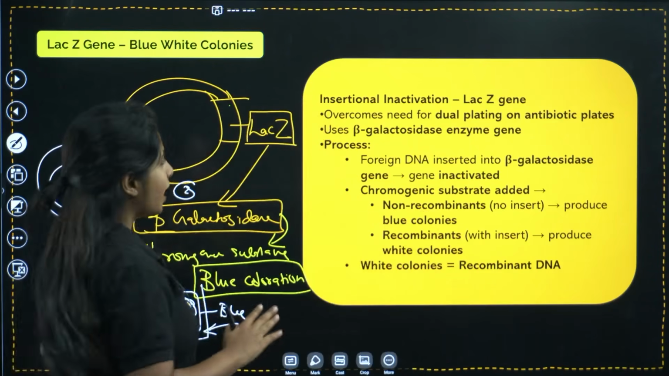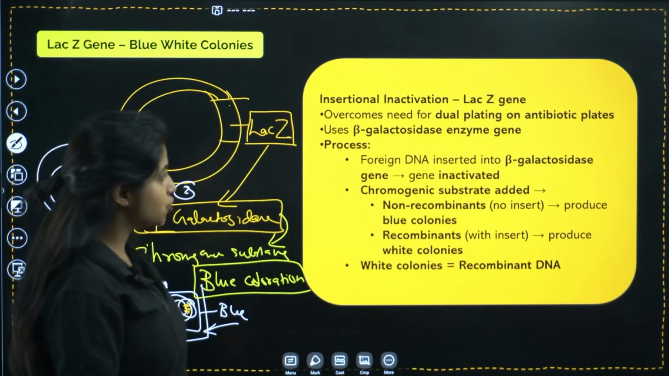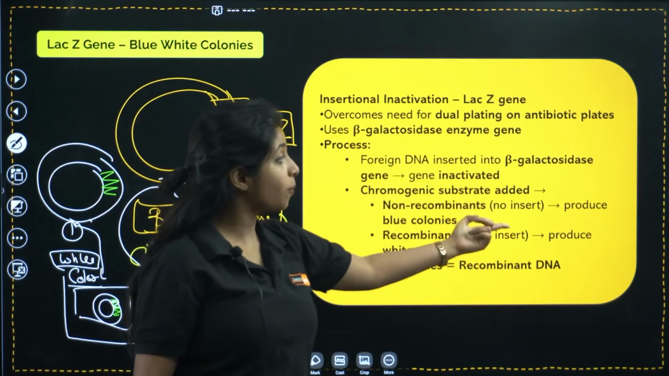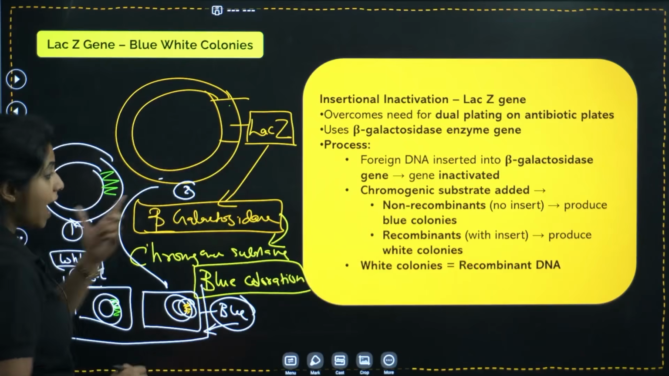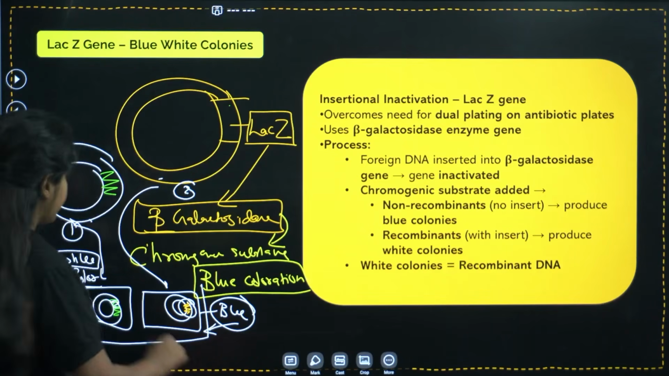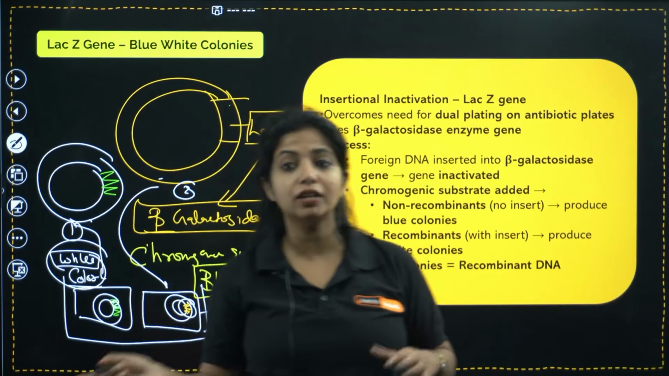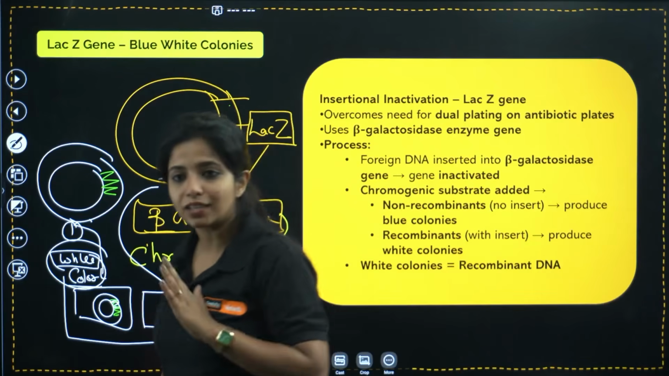Always remember that. Okay, so here foreign DNA is inserted into the beta-galactosidase gene, which is inactivated, and now chromogenic substance is added. The non-recombinants, with no insert, produce blue colonies. I told you here you get blue, and the recombinants will give you white ones. So which one is better, pBR322 or the plasmid with the LacZ gene? Obviously the plasmid with the LacZ gene.